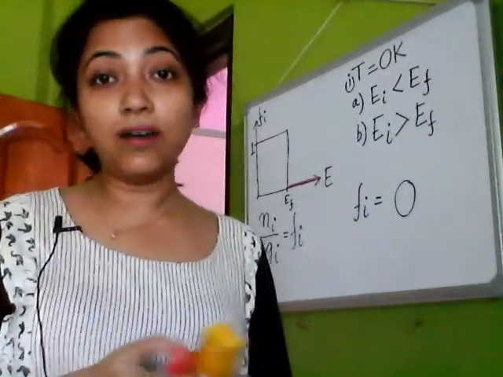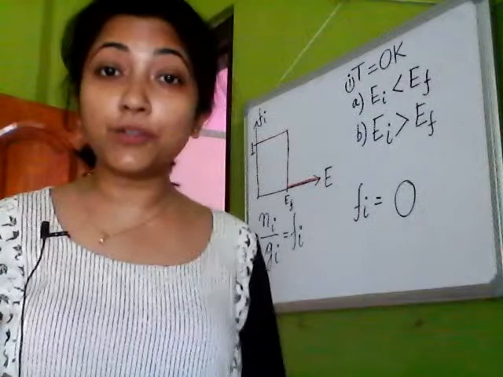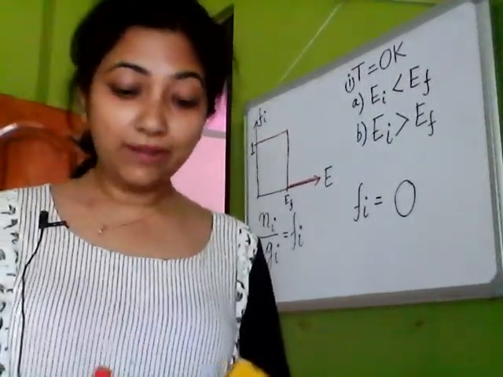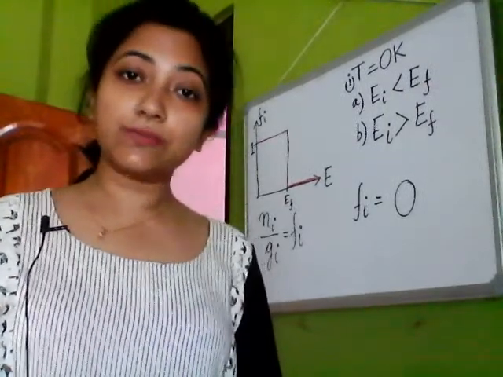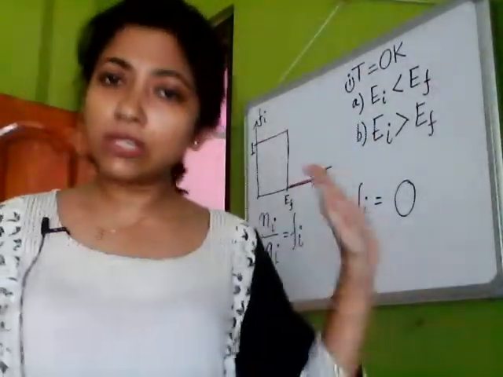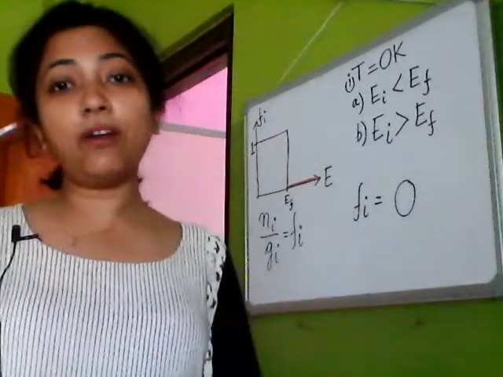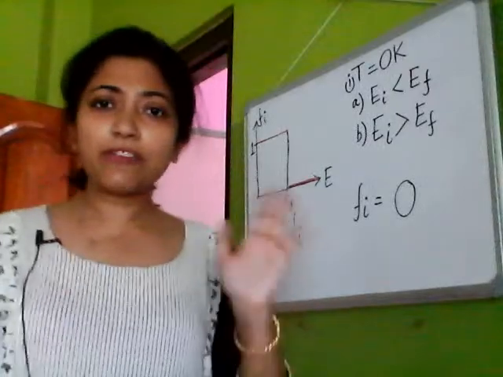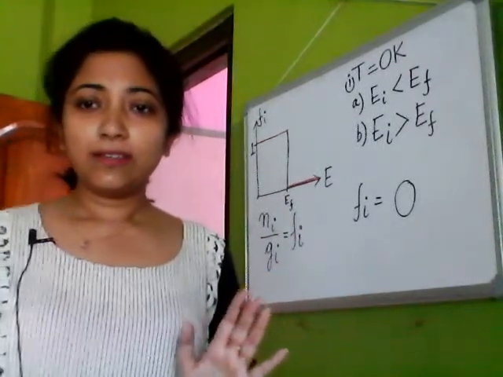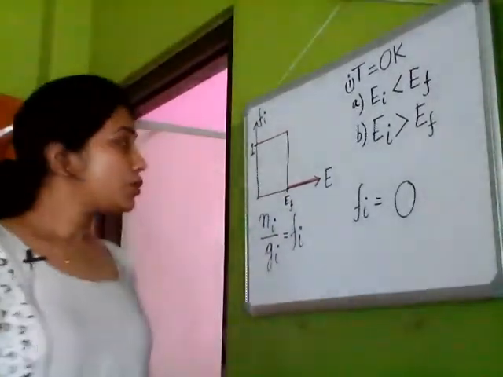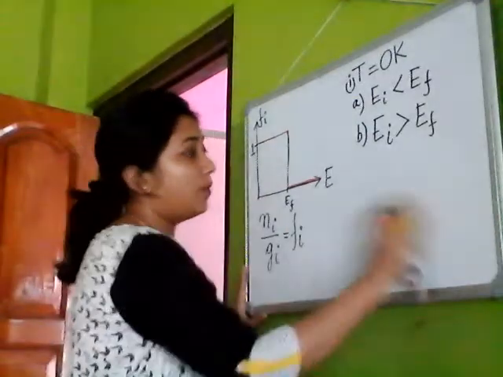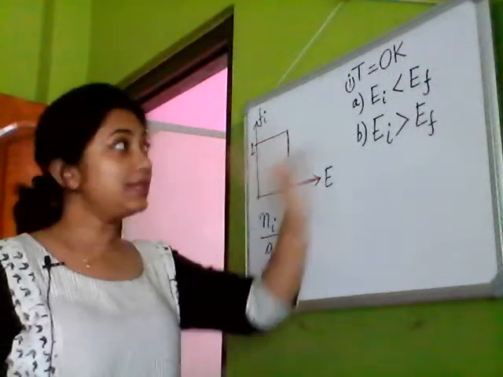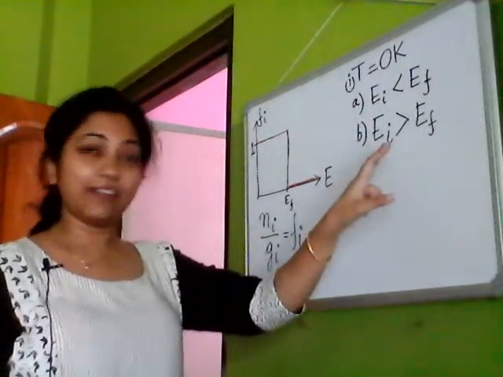This is how the plot of the distribution function varies when we change the energy as well as the temperature. Now this particular example is only for temperature equal to 0. Fine. So everybody has understood up to now? Nice. Very nice. So we have seen one case when the temperature was 0 with two subcases, EI less than EF and EI greater than EF.